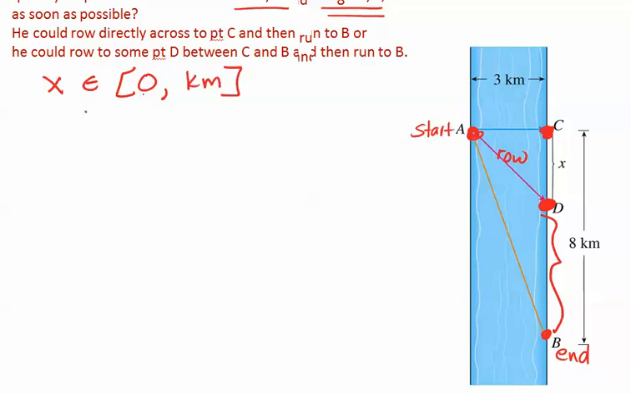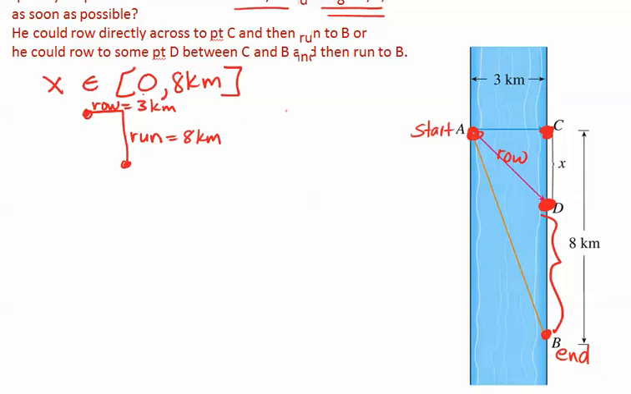So if x is 0, that means that he rows directly across and then he runs. So he would row the 3 kilometers, the shortest way across the river, and he would run the 8 kilometers. So that's one possibility to get from A to B. And our other option here, this should have been an 8.